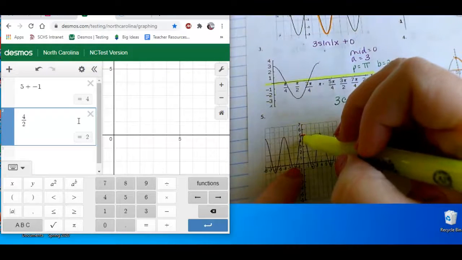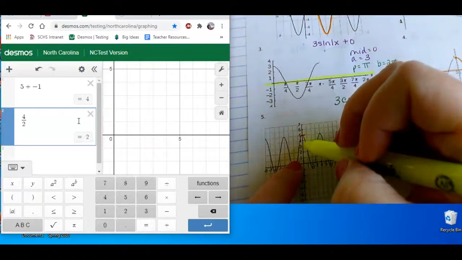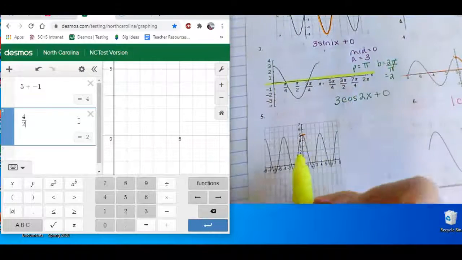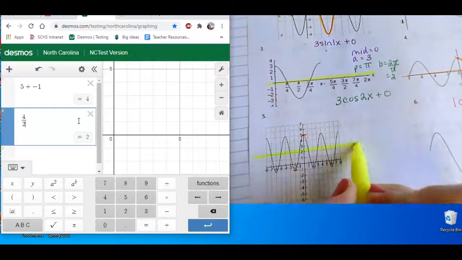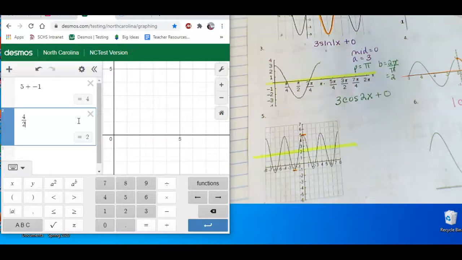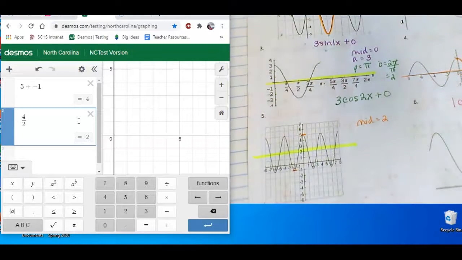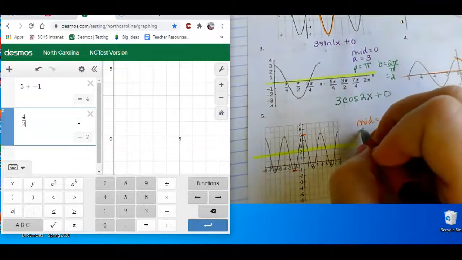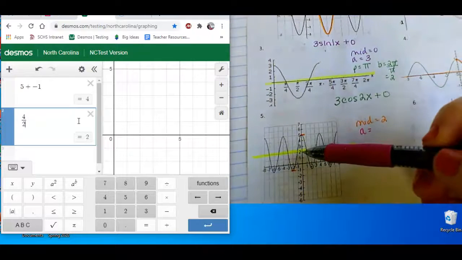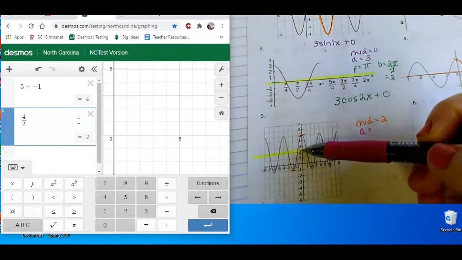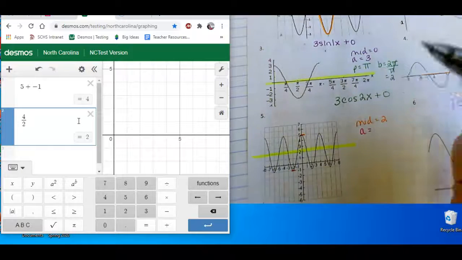If you weren't sure and that didn't make sense, really you could just count it. Go up 1, go down 1. Go up another 1, go down 1. Go up another 1 and down 1. Oh, I meet there at 2. 2 has to be the middle. Okay? So the middle is at 2. Okay, the amplitude is how much it is from the middle. So the middle's at 2. How much up did it go from the middle? It went from 2 to 5, so it went 3.